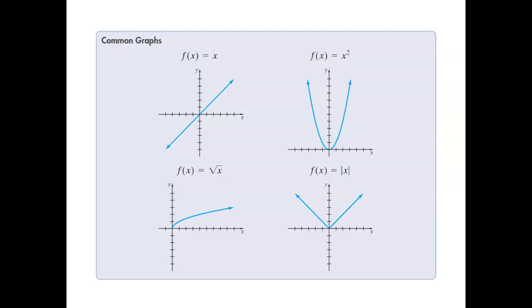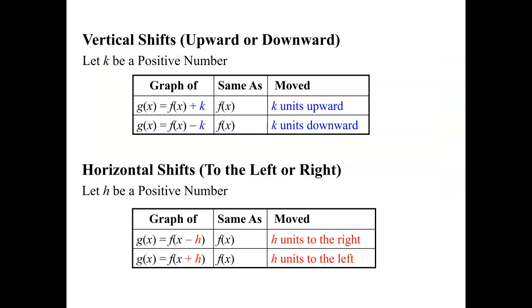You'll also see them as we move into transformations. Okay? So transformations is taking a graph and moving it. So our first 2 types of transformations, we have a vertical shift and we have a horizontal shift. And looking at the equation tells us what that shift is going to be.